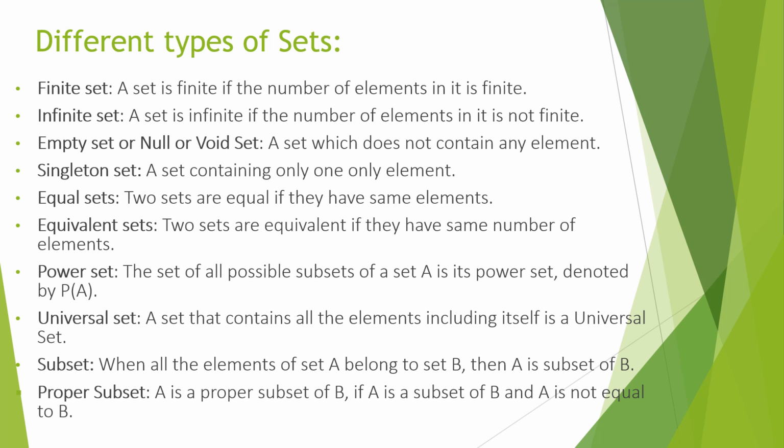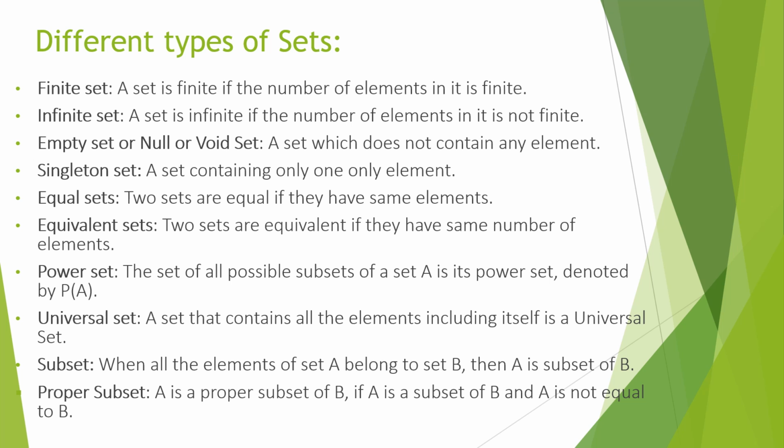Universal set: a set that contains all the elements, including itself, is a universal set. Suppose I have the set of integers between 1 and 10, and it is defined on the whole set of integers. Then the whole set of integers can be the universal set in this case.